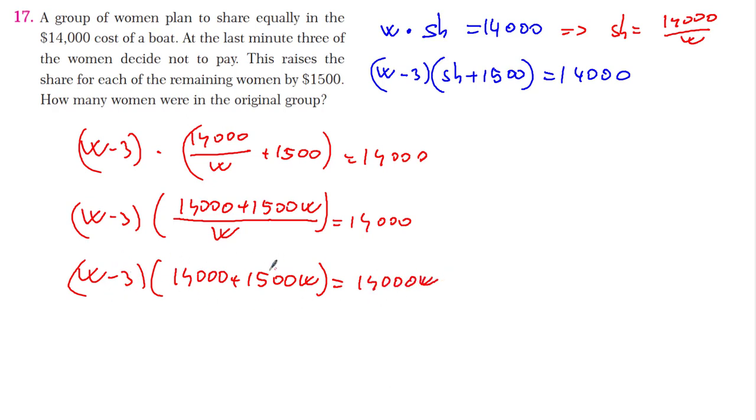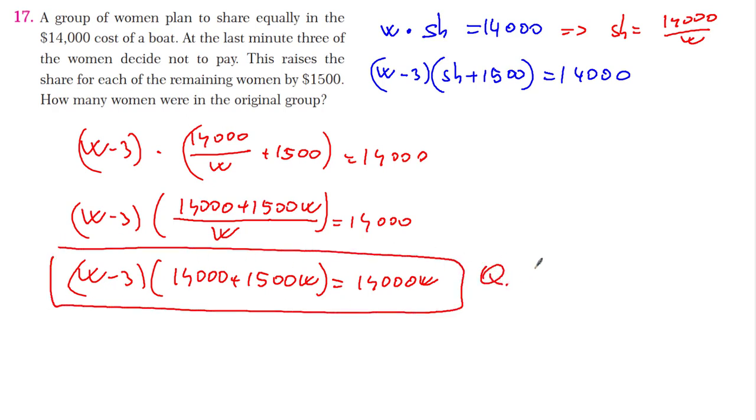The rest is multiply the left side, and this is practically a quadratic equation. So you can finish it. Multiply the left side and solve it as a quadratic equation. That would give you the number of women in the original group, so without these three women changing their minds.